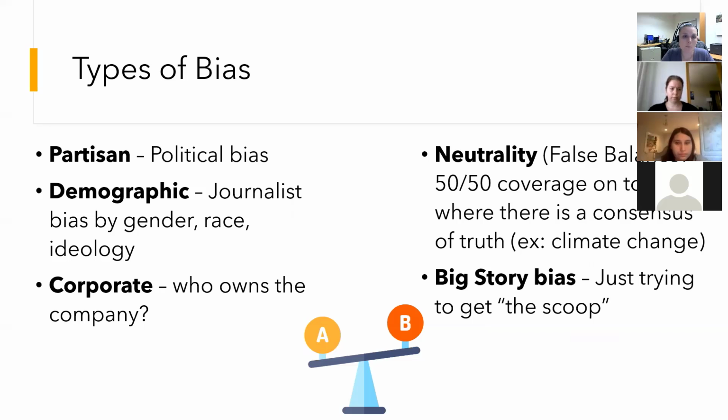Mm-hmm. So how does this bias show up? What does it look like? There are many ways and many types of biases, even though most people think of the first one here, they mostly think of partisan political bias.